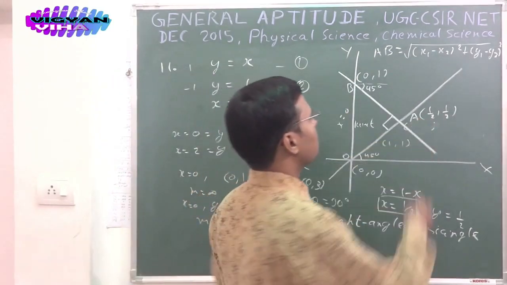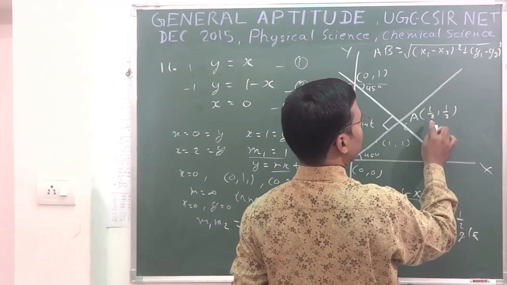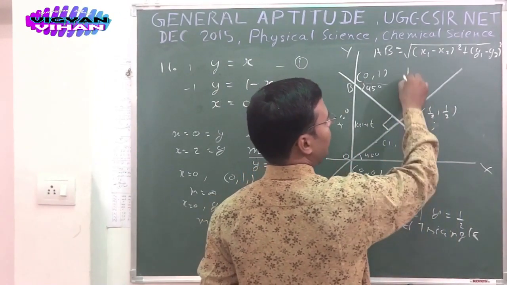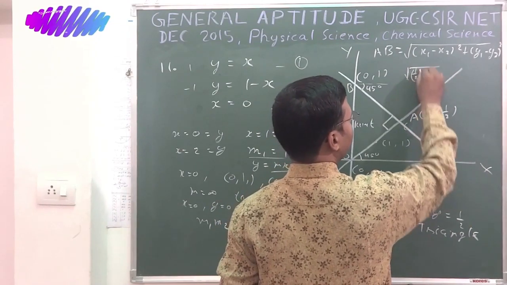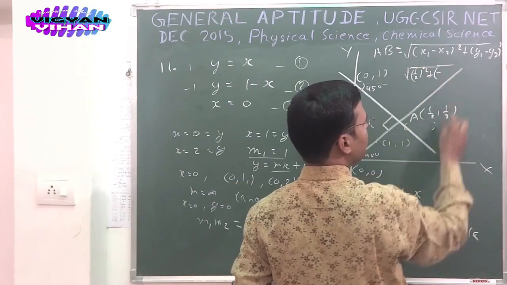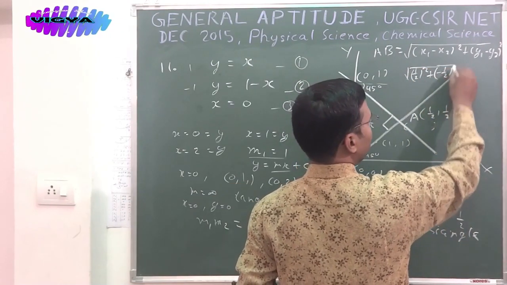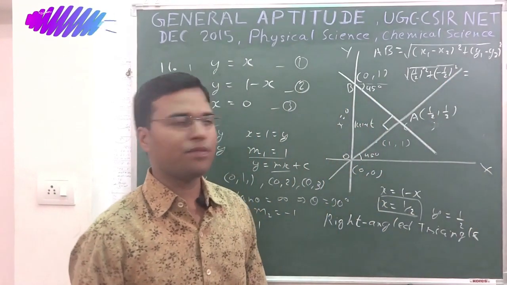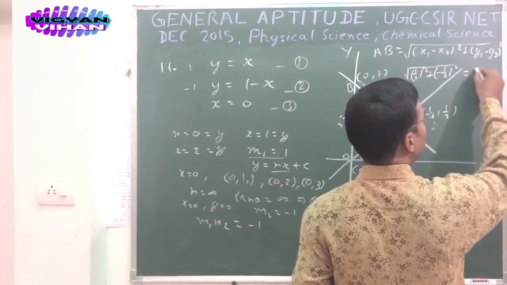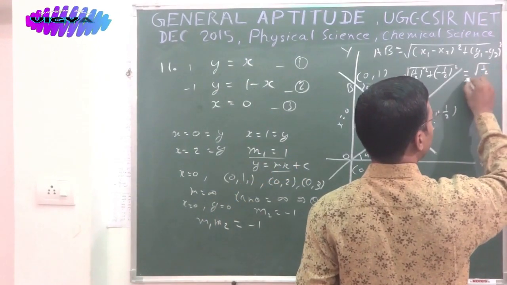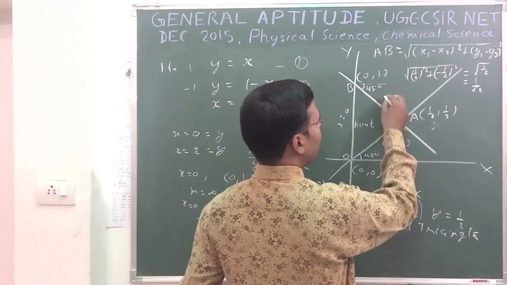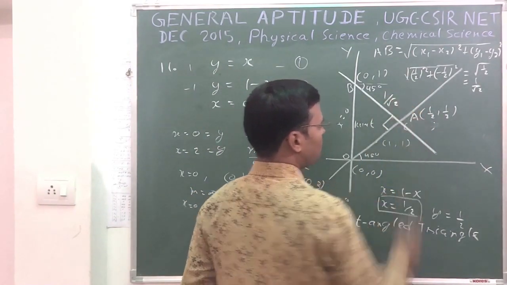So now use this equation, put the values x1 is equal to half, x2 is equal to 0, then square root of half square plus half minus 1, that is minus half square. You will get 1 by 4 plus 1 by 4, that means 1 by 2. The square root of 1 by 2 will be now 1 by square root of 2. So AB value is 1 by square root of 2.